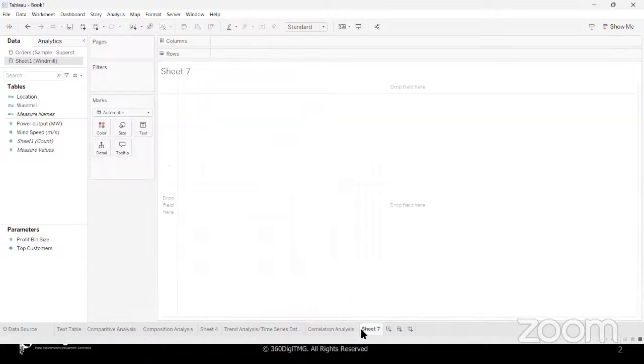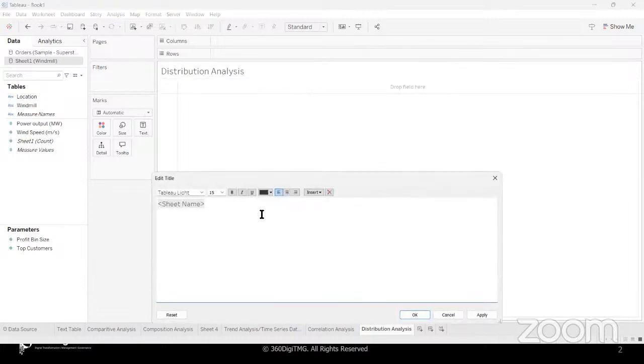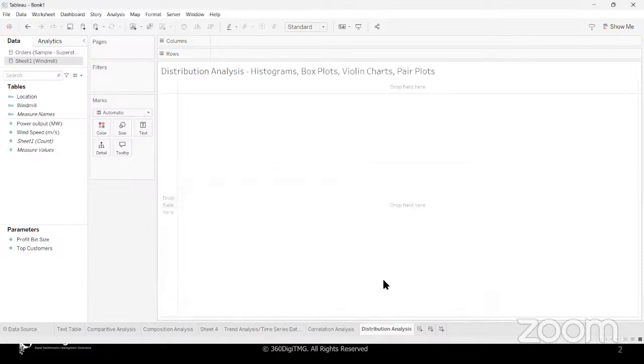Then another umbrella under data visualization would be distribution analysis. There are many charts under distribution analysis. You can create histograms. You can create box plots. You can create violin charts. You can create pair plots. There are many charts again under distribution analysis.